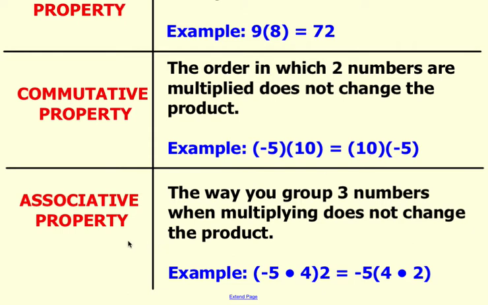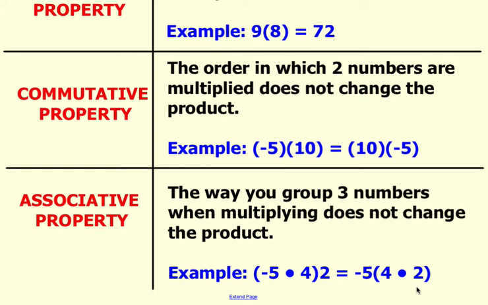The last property is the associative property, which states that the way that you group three numbers when multiplying does not change the product. Here's the example. These grouping symbols, which are the parentheses, are grouping together the numbers negative 5 and 4. That result is negative 20. Times 2 will give you a product of negative 40.